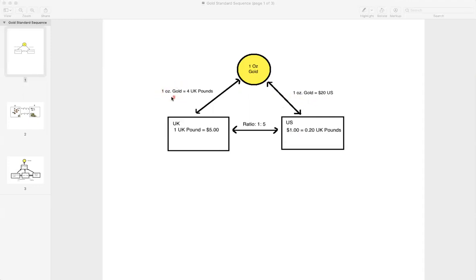So in Britain, again, these numbers are made up, they're not historically accurate. If you brought an ounce of gold to the government, it would issue you 4 British pounds. And that would be your paper money. But anytime you wanted to get your gold back, it's basically like the government was a storehouse of gold. Whenever you wanted to get your money back in terms of gold, you just take the pounds to the British government, and the government would give you your gold back.